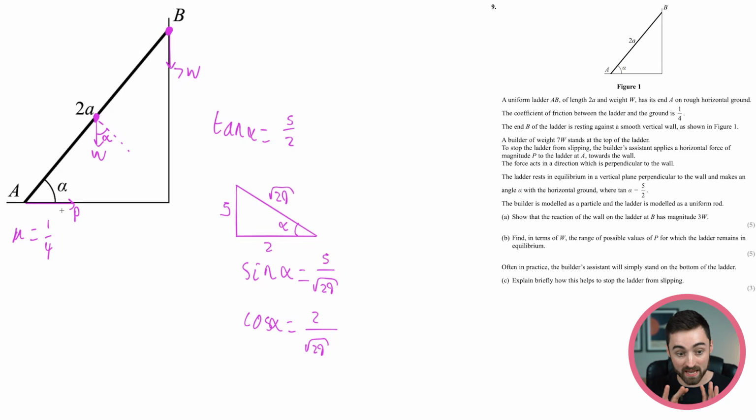So we've got P pushing it this way. The friction is also going to be pushing it this way because they want to stop this ladder from slipping. So I've got an F going over here. Okay, so is there anything else? I think there is, because we have reaction forces. With the reaction forces, they always act when something's on a surface.